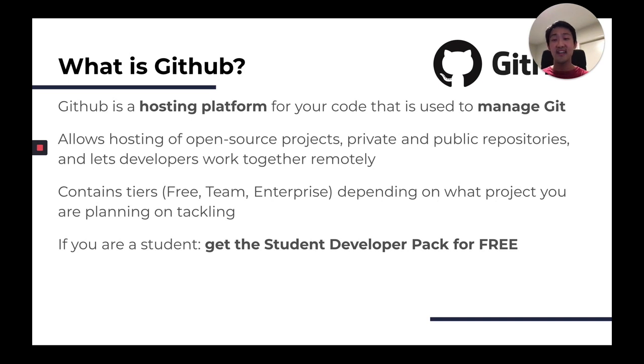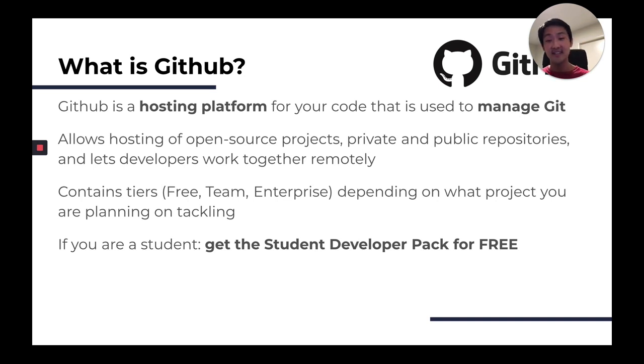So then what is GitHub? Well, as the name suggests, it's the hub for Git. It's a hosting platform for your code, essentially your Git repositories, that is used to manage Git. Now, it allows hosting of open source projects, private projects, and public repositories, which are essentially just open source projects, and lets developers work together remotely.